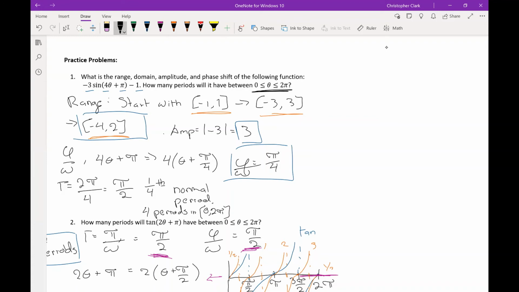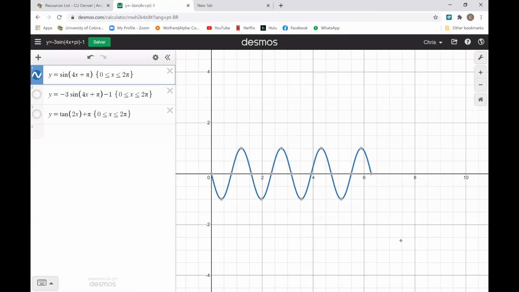Let's go over here to our Desmos function. So here we have just sine of 4x plus pi, because remember the -3 and the -1 don't change the period or the phase shift. So I just started with sine of 4 theta plus pi. So we can see that it has definitely been shifted by pi over 4, right? Our phi over omega. If we put our cursor right here, we see pi over 4, 0. That is normally sitting at 0, but it's been shifted.